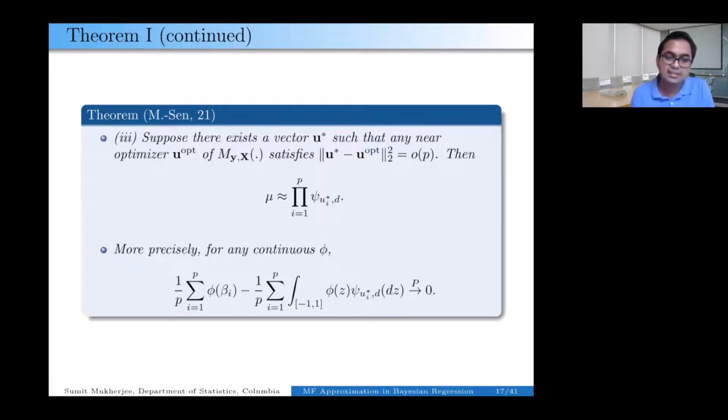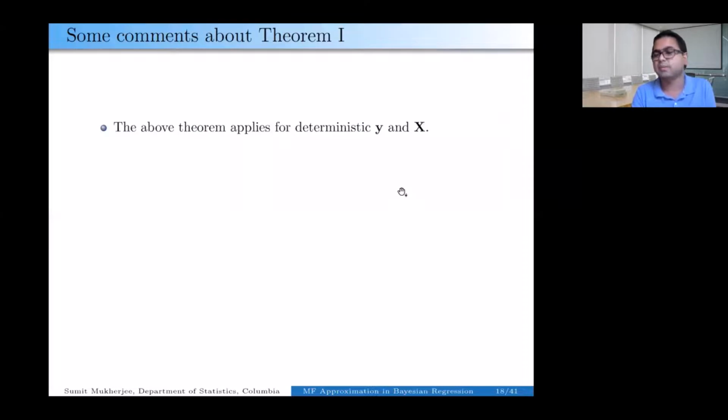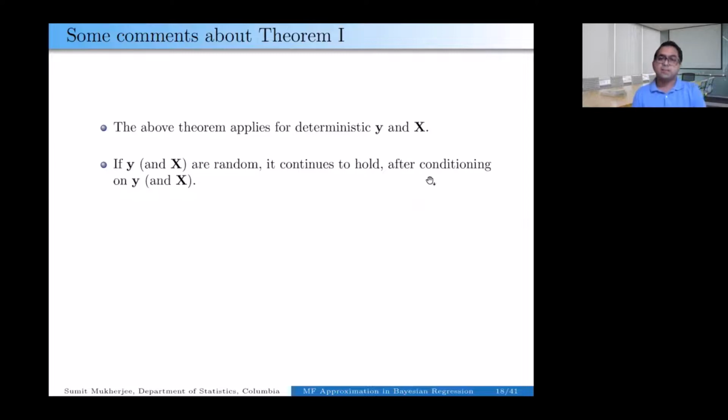So far y and x did not need to be random, but I'll explain when y and x will be random. X will never be random, by the way, but y will be random at some point. As was rightly asked, this above theorem applies if y and x are random. If y and x are random, it will continue to hold. You just condition on y and x, and therefore it will also hold if you marginalize out. But the way we think about it is just to condition on y and x. Your result will continue to hold in probability.